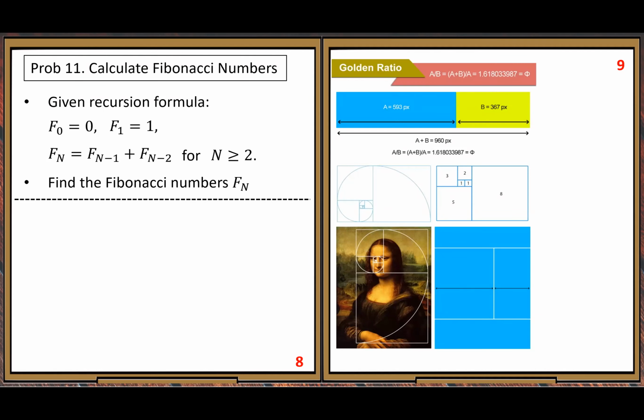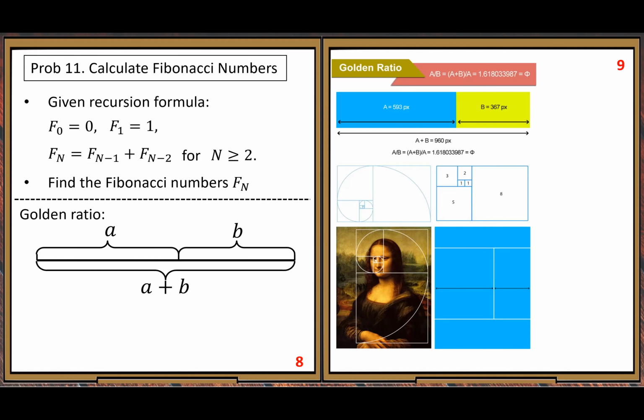The first definition. This diagram shows you the definition. We use line segments to define the golden ratio. This long original line segment is broken into two smaller segments, one longer piece and one shorter piece. But the ratio A over B equals A plus B over A. That is the definition.